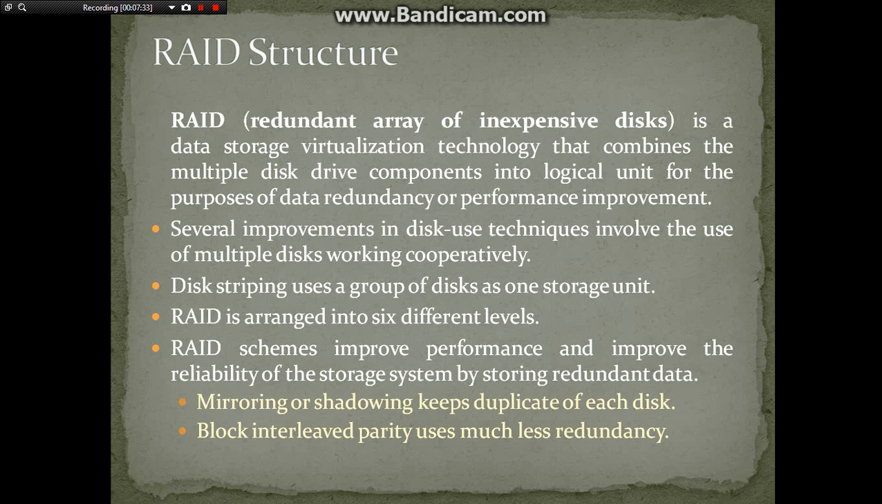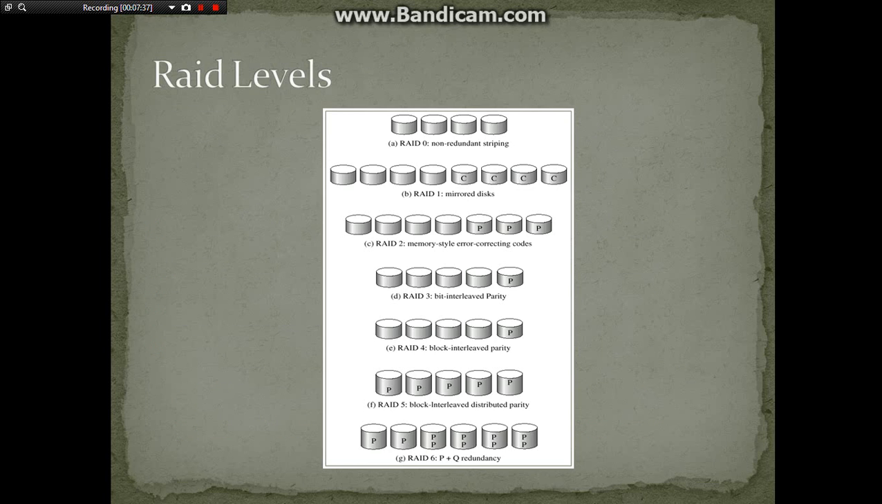The RAID is arranged into 6 different levels, and the RAID schemes improve performance and improve the reliability of the storage system by storing redundant data. Mirroring or shadowing keeps a duplicate of each disk, and block interleaved parity uses much less redundancy. Selecting the optimal RAID level for a particular application includes cost, volume of data, and need of reliability.